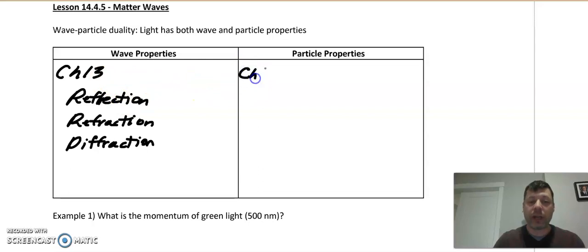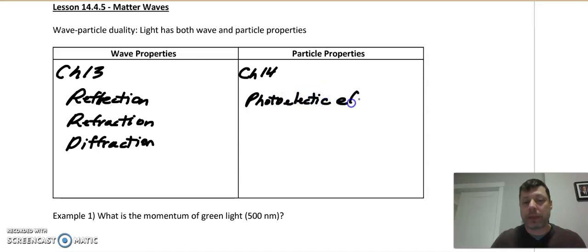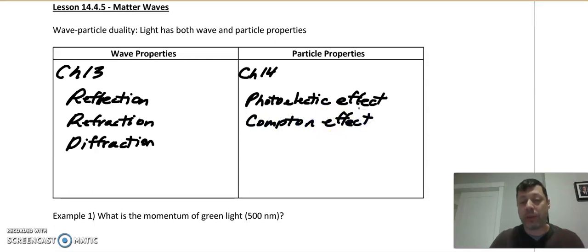But so far in chapter 14, we've taken a look at a few things. First one being the photoelectric effect, where it took individual photons of light, particles of light, with a sufficient amount of energy in order to take an electron. There was no sort of building effect that you might see with waves. And the Compton effect is another one that we took a look at, where these particles of light, these photons, would actually interact with electrons, and you see a conservation of momentum.